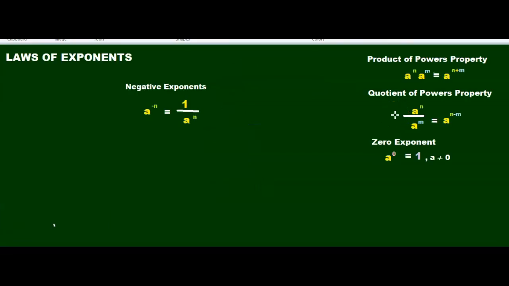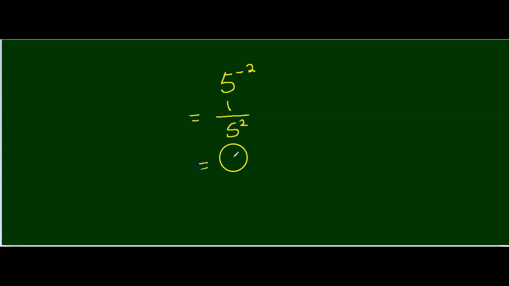Negative exponents state that as long as a is not equal to 0, a to the power of negative n is equal to the reciprocal of a to the power of n. Again, I explain or prove that in my other video, link down below. So if I have 5 to the negative 2, I can say that that is equal to 1 over 5 squared, which is equal to 1 over 25.